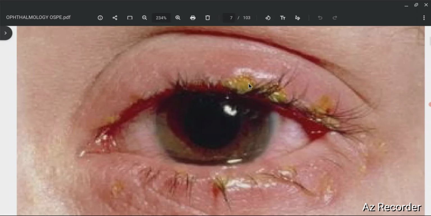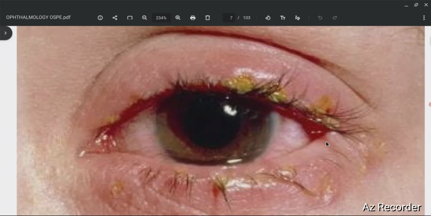And you can see over here, then you will say, okay, I can see some crusts over here that are affecting the whole of the eyelid margin, okay? You can see over here, crust is also present over here. So this is affecting the eyelid margin diffusely.